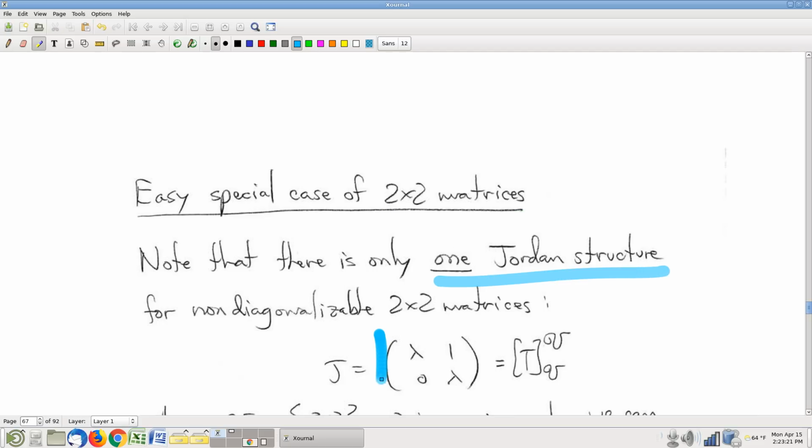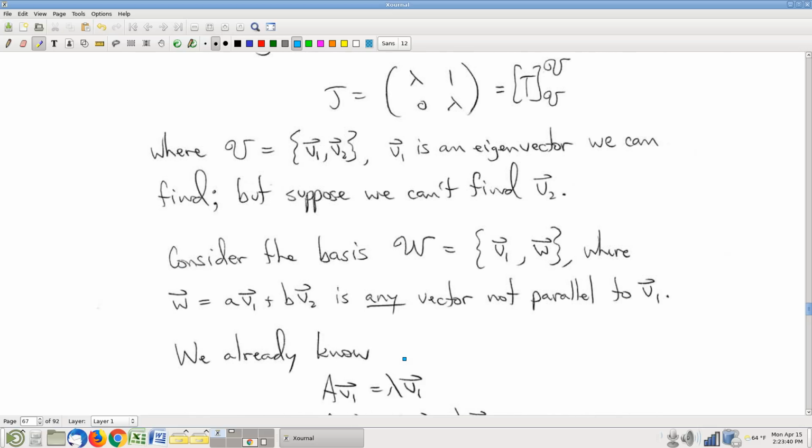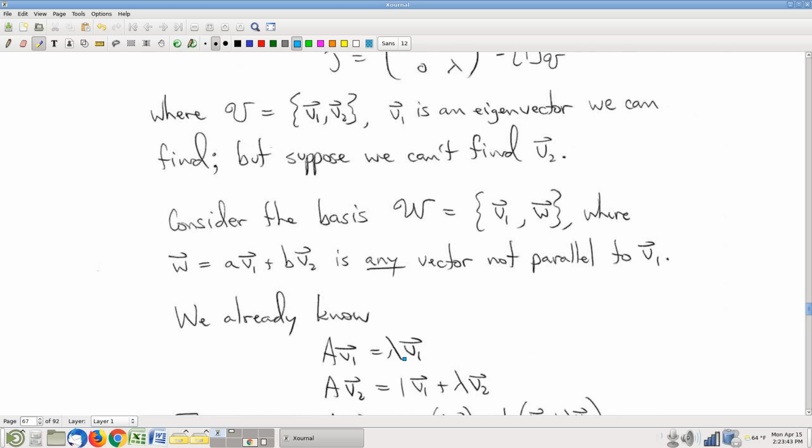There is only one Jordan structure. So if you find by attempting to find eigenvectors that your matrix is non-diagonalizable, even though you don't know the Jordan basis, you do know the Jordan form. It's going to be this. By way of some details that we don't need to worry about, here's a nice punchline.